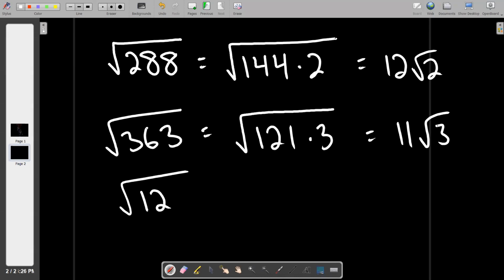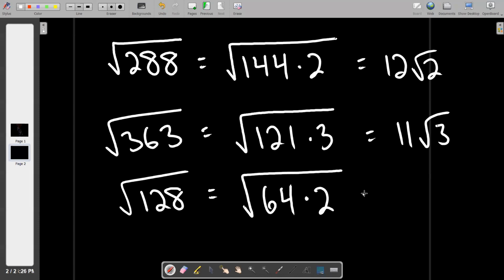Next one is the square root of 128. Yes, if you divide him by 2, throw the 2 away. But his partner is a beautiful 64. And 64 is square rootable to 8 root 2.